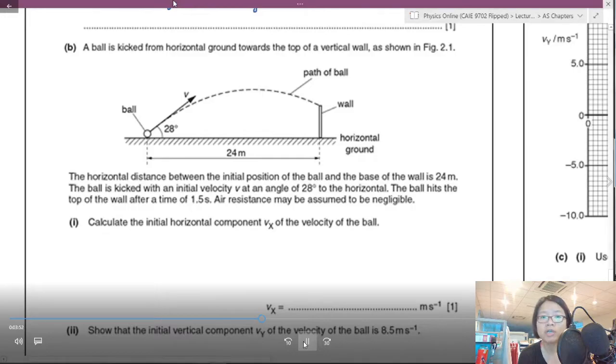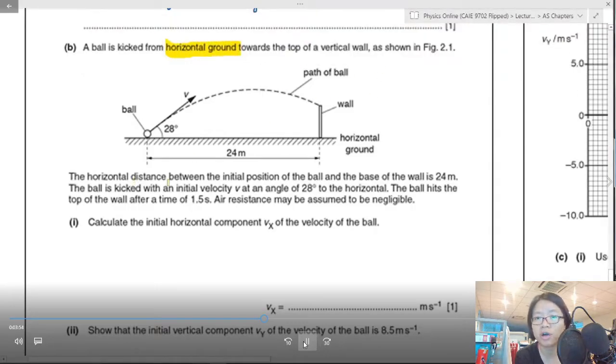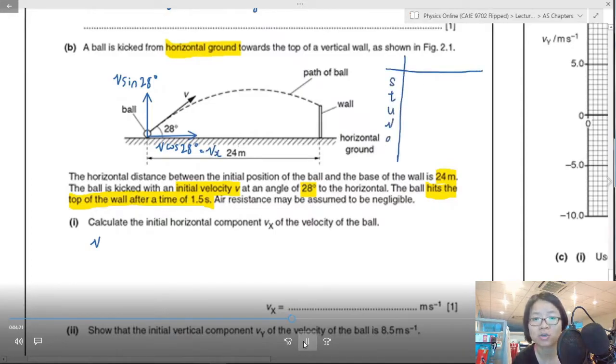Okay, so here you have a ball kicked from a horizontal ground towards the top of a vertical wall, and we are kicking it at 28 degrees, and the wall is 24 meters away. It will hit the top of the wall after 1.5 seconds. Calculate the initial horizontal component Vx of the ball. So I'm going to resolve this one. Horizontal will be V cos 28, vertical will be V sin 28. As previously mentioned many, many times, list down your STUVA, because that will help you organize all these numbers.